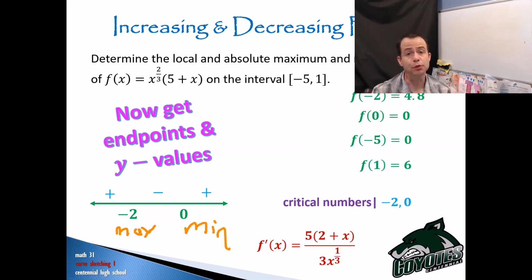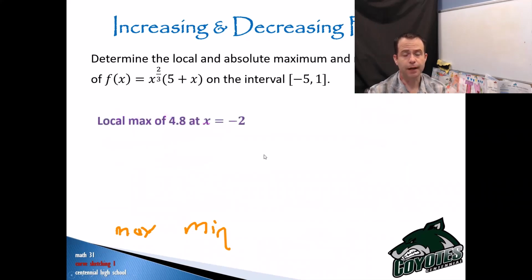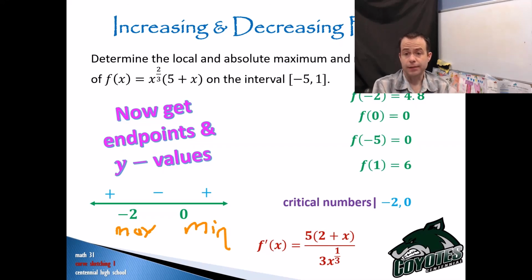So as far as my absolute maxes or mins go, they must be off of this list. Absolute maxes or mins have to occur at either critical numbers or endpoints. I can see my highest is 6, so I have an absolute max of 6 when x is 1, and I have an absolute min of 0 when x is either 0 or -5. As far as local maxes go, I have a local max here because I was going from increasing to decreasing. Remember that the endpoints can't be local maxes or mins because I need to have something on either side of them. So this will be a local max and this will be a local min.